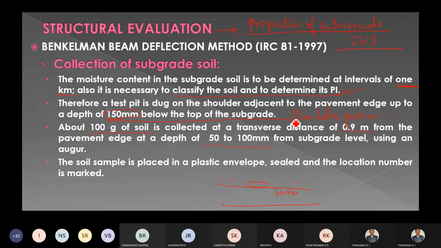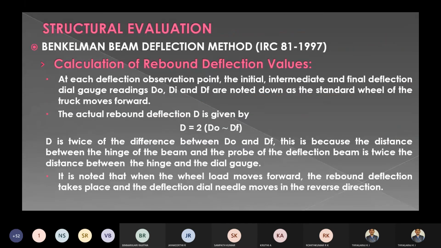And remember, from the pavement edge, 150 mm below the top of the subgrade, you dig and take out the sample. 100 gram of soil is collected in a transverse direction, 0.9 meter from the edge. This is about the collection of subgrade.